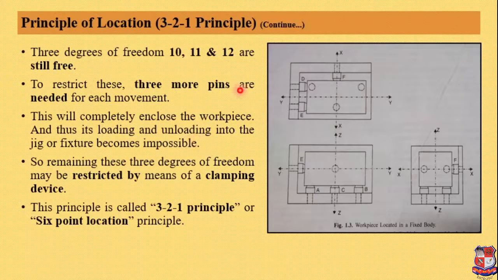So the remaining 3 degrees of freedom may be restricted by means of a clamping device only, right? This is most important. So what we require is to provide the clamping device. The remaining 3 degrees can be restricted by means of the clamping device. Finally, we can say this principle is called the 3-2-1 principle: these 3 pins, these 2 pins and this 1 pin. So it is called the 3-2-1 principle, or it is also called the 6-point location principle.